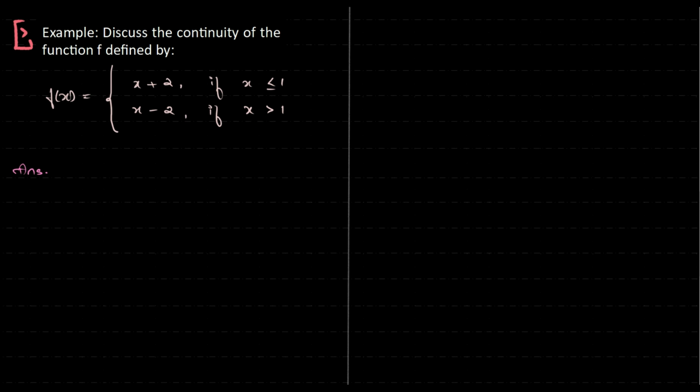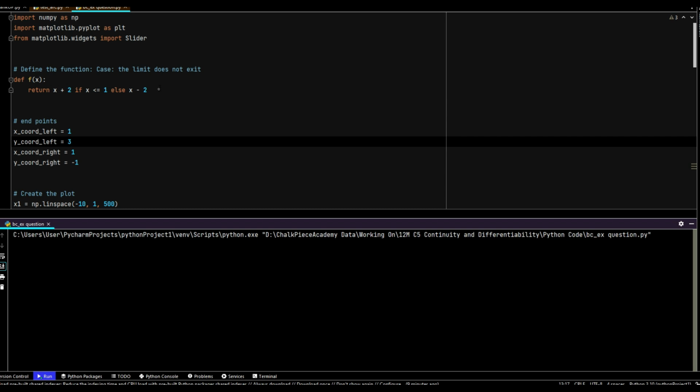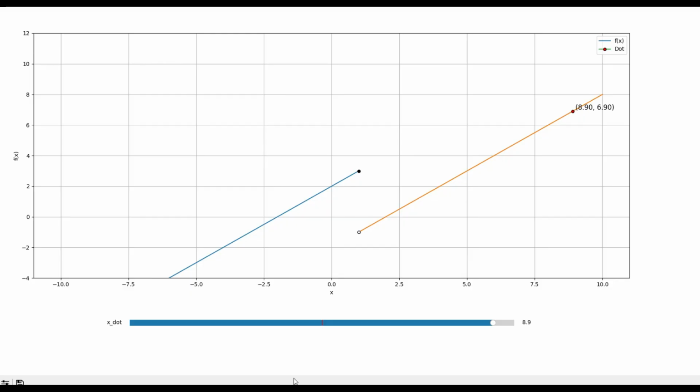So let me show the graph. We'll begin with the graph. So we have the graph for the same condition. You can look at this. x plus 2 if x is less than or equal to 1, else x minus 2. So this is your graph.